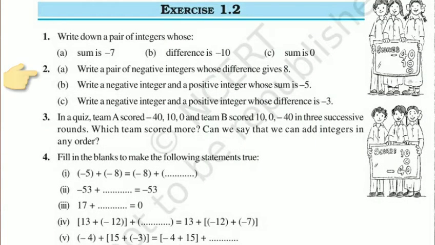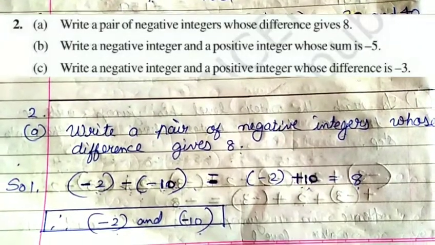The question says, write a pair of negative integers whose difference gives 8. Means here you have to write a pair of negative integers whose difference will give 8. Means only negative integers you have to take and you have to do a difference of both and the result should be 8. Okay, now let us see the solution.